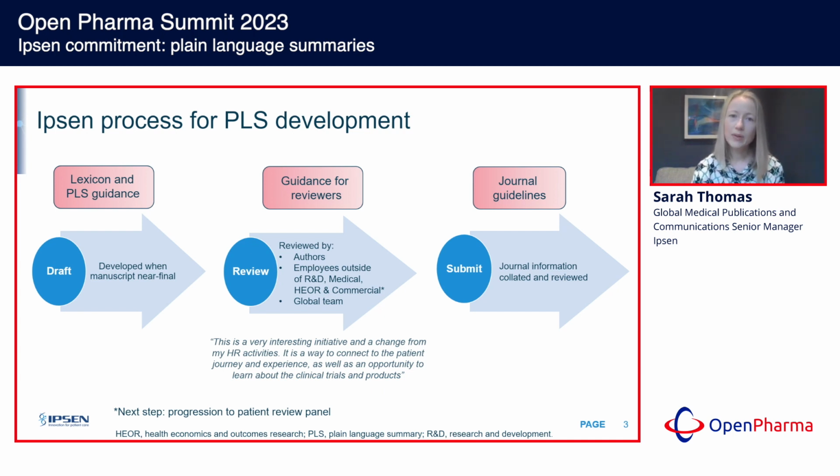When submitting the plain language summary, we review the journal guidance carefully and liaise with publishers during submission if anything's unclear or if no guidance is available. And we also request for the plain language summary to be indexed on PubMed where possible. We collate information on responses from journals, their guidance on plain language summaries, and also where the plain language summary is housed within the article.